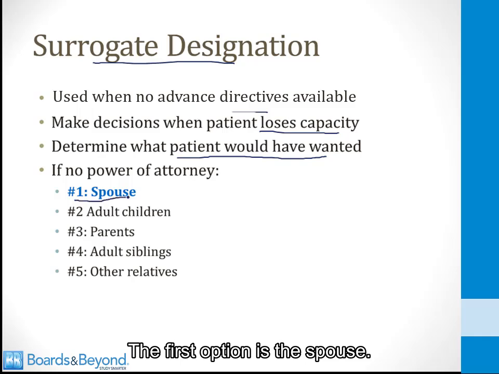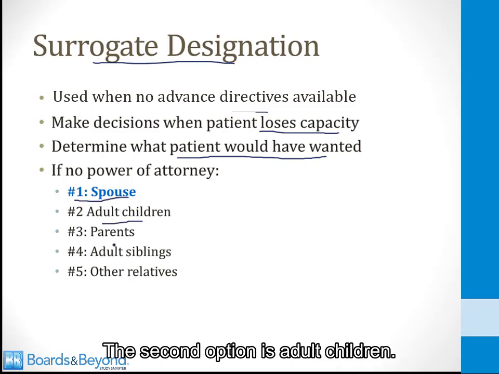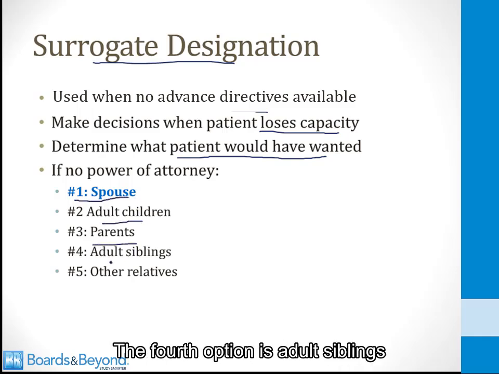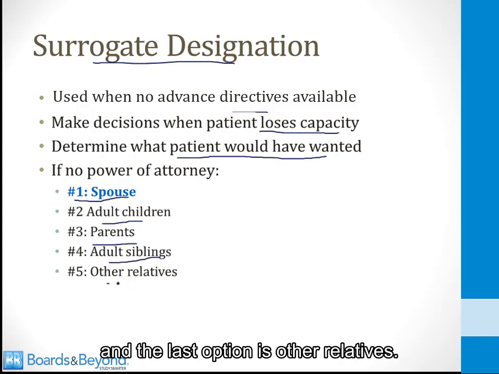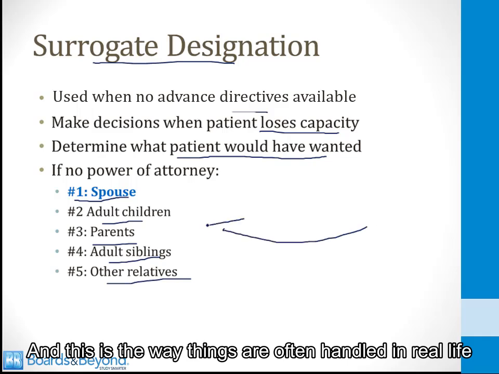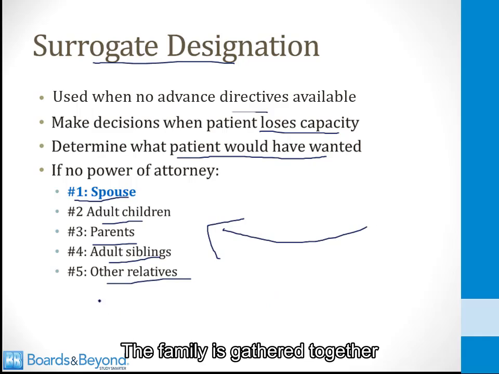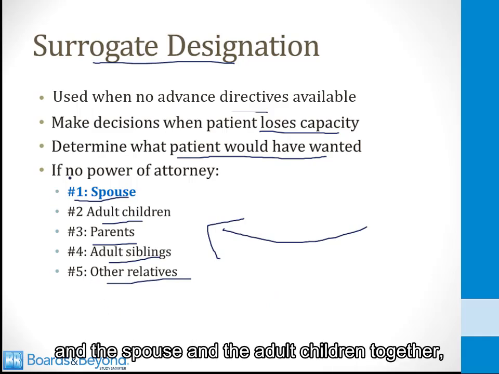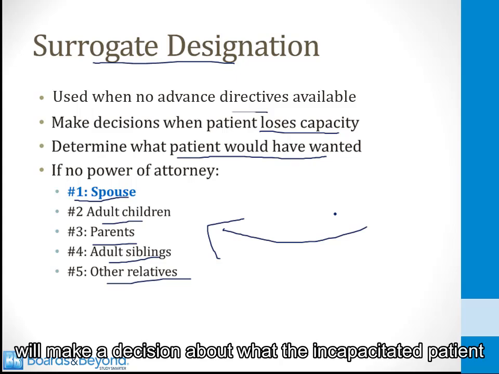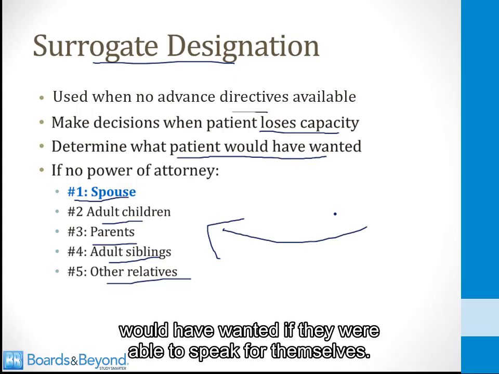And there's a standard hierarchy of how surrogates are determined if there is no power of attorney. The first option is the spouse. The second option is adult children. The third option is the parents. The fourth option is adult siblings. And the last option is other relatives. And this is the way things are often handled in real life in the ICU when patients are critically ill. The family is gathered together, and the spouse and the adult children together will make a decision about what the incapacitated patient would have wanted if they were able to speak for themselves.